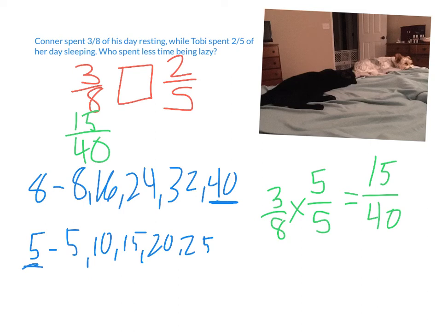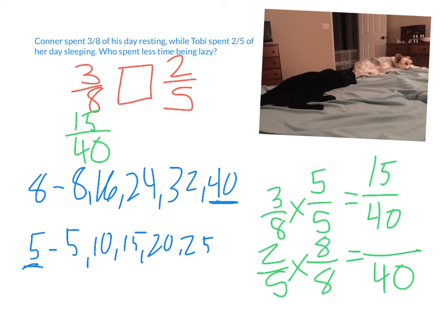Now I follow the same process for 2/5. 2/5 times a fraction equals something over 40. 5 times 8 I know is going to give me 40. 8 needs to become my numerator as well, to make 1 whole. 2 times 8 is 16. 16 over 40. And now I can compare. 15 is slightly smaller than 16, so I know Connor actually spent less time being lazy.